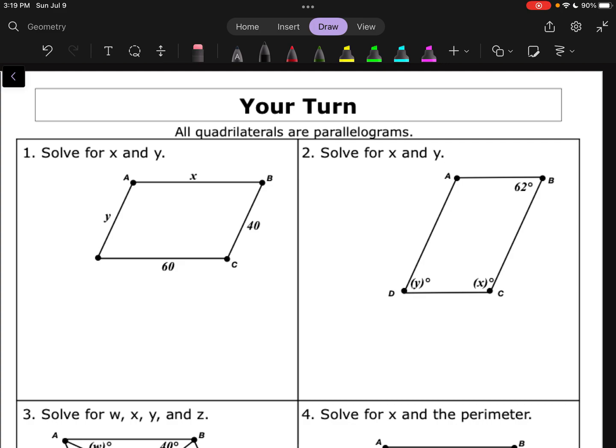All right, so for the first one here, should have been pretty easy. If this is 60, x is 60, right? Opposite sides need to be the same, and y needs to be 40 since those need to be the same.